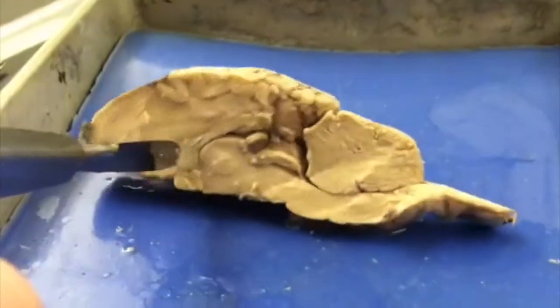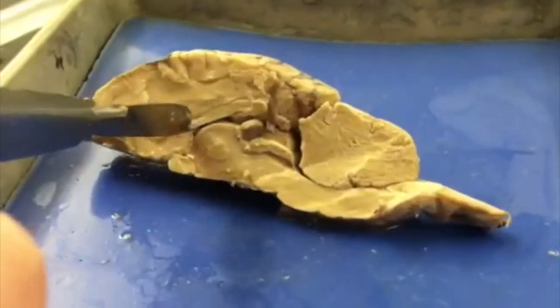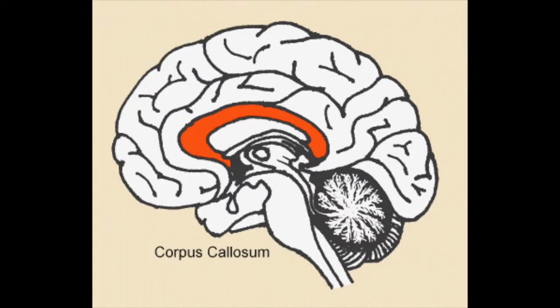This is the corpus callosum. This part of the brain transfers motor, sensory, and cognitive information between the left and right brain hemispheres. In addition, it is also involved in eye movement, maintaining the balance of arousal and attention, and tactile localization.